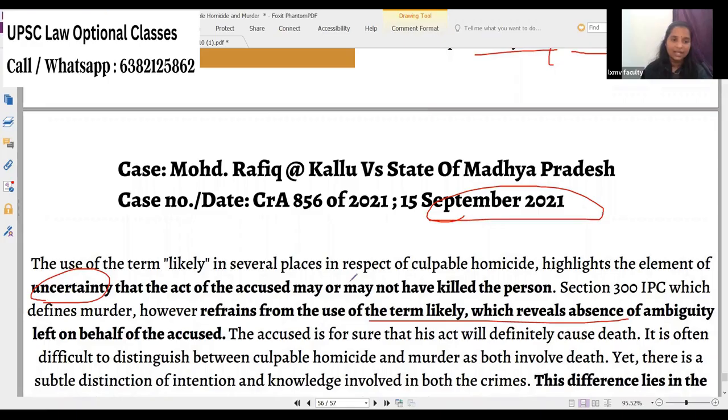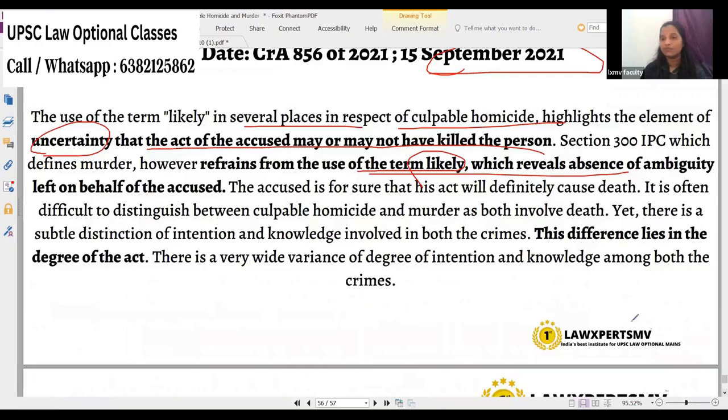Let me read this. The use of the term "likely" in several places in respect of culpable homicide highlights the element of uncertainty that the act of the accused may or may not have killed the person. Section 300 IPC, which defines murder, however, refrains from the use of the term "likely", which reveals the absence of ambiguity left on behalf of the accused. So the certainty is the only difference between these two. The difference lies in the degree of the act. That's what they have pointed out.